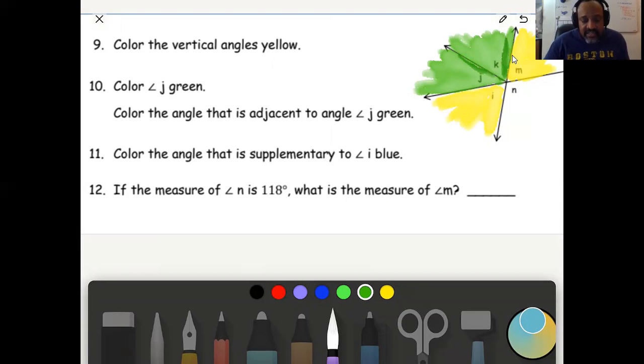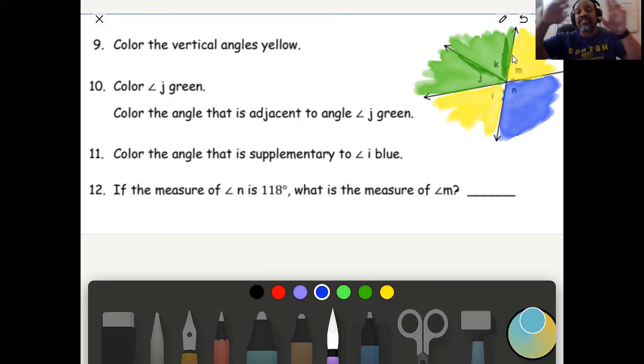Now it says, color the angle that is supplementary to I. Supplementary, straight line, adds to 180 degrees. So I is here, so this would be the supplementary angle. So I would color that in. So yellow plus blue gives us 180. And it doesn't matter if it's the I or the M, because those two angles are vertical angles. We know that they're equal. So either one of those added to N, yellow plus blue, gives us 180.